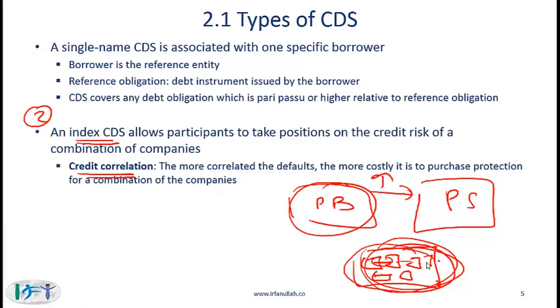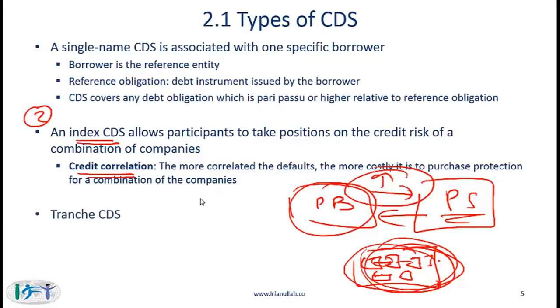If the correlation is high, then that means that if one or two of these companies start defaulting, then the probability of the other companies defaulting is quite high. So the amount of compensation that the protection seller would then have to pay would be very high. The risk would be high, and therefore the premium that needs to be paid by the protection buyer would be high.